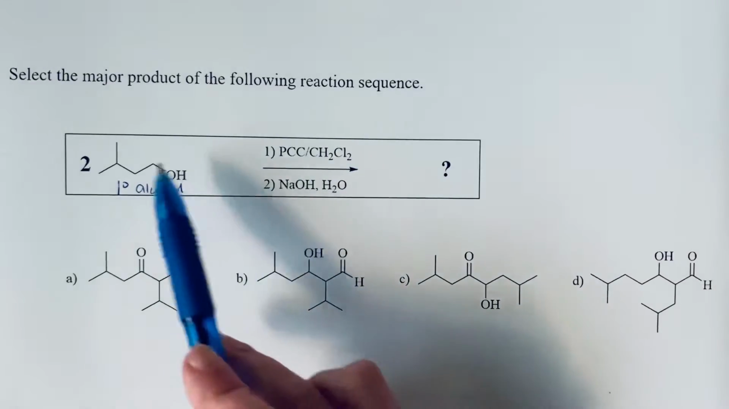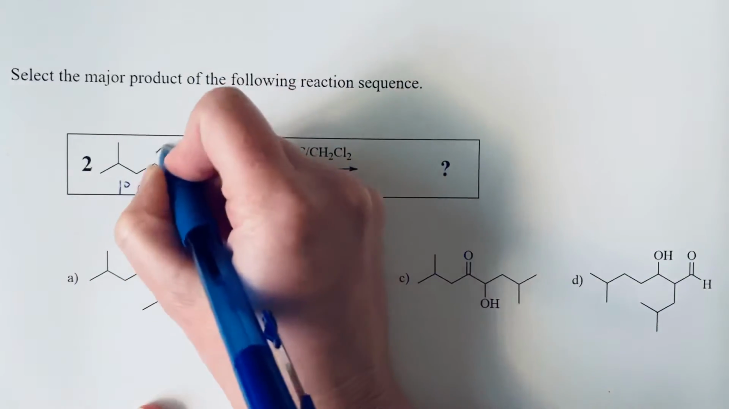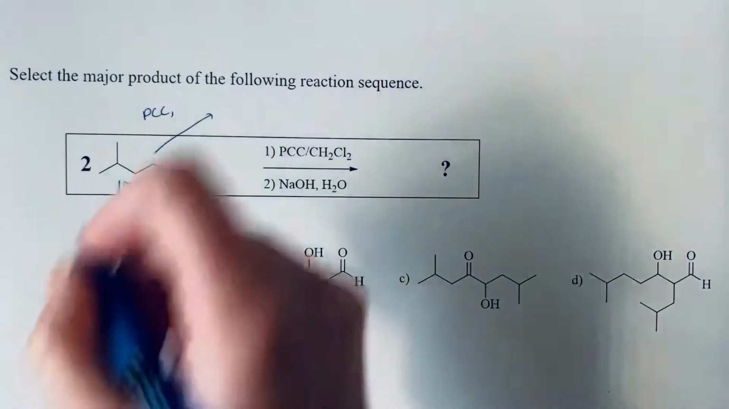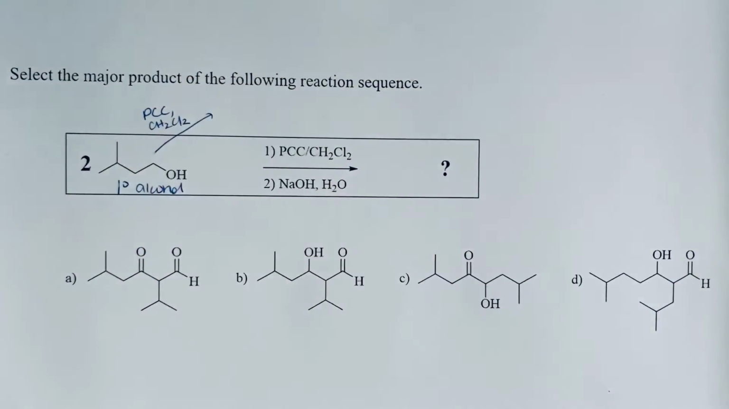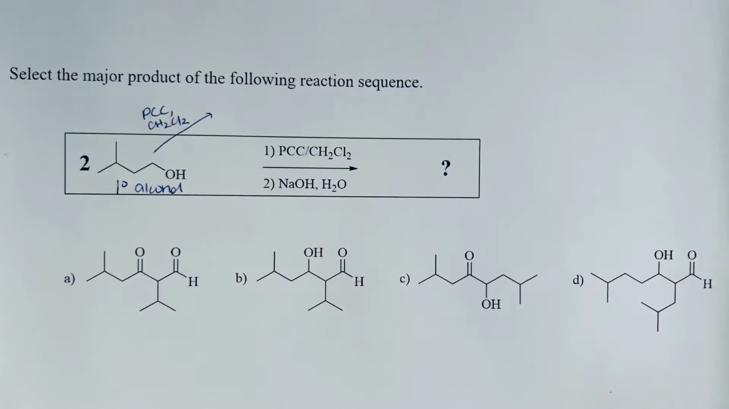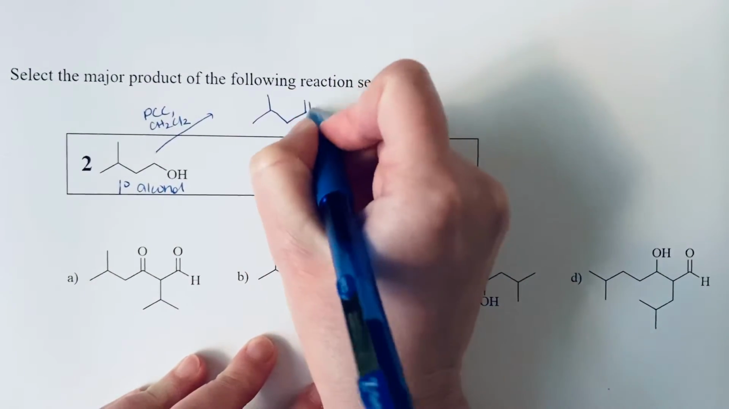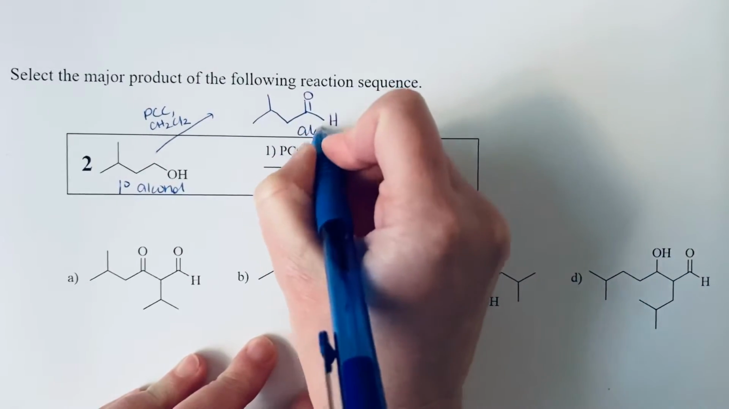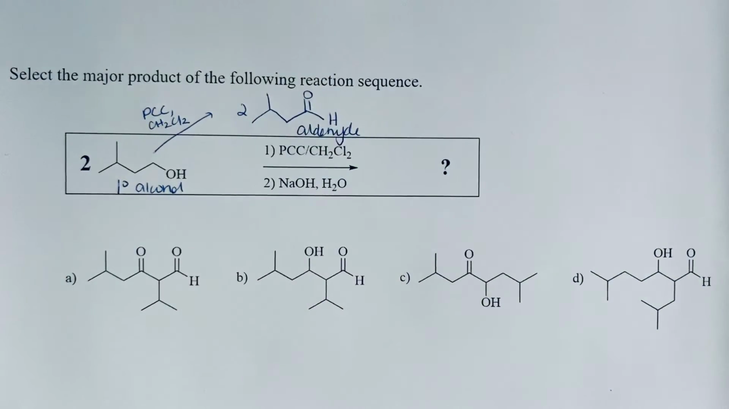So the first thing we're going to do is treat this primary alcohol with PCC and dichloromethane. PCC, pyridinium chlorochromate, and dichloromethane. We should recognize this as the conditions to take a primary alcohol and selectively oxidize it to an aldehyde. So we're going to take that primary alcohol and make an aldehyde. And now technically we have 2 equivalents of this aldehyde.